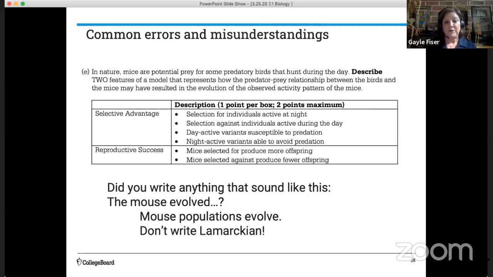So we went over a lot. We reviewed again some natural selection, but my point was, I want you to read what you wrote on that piece of paper, and see if you said anything like the mouse evolved, like this mouse who decided, I better stay up at night or I'm going to be eaten, and I just need to change my routine. If the mouse evolved, that's what you're kind of saying. That's called Lamarckian, and we don't accept that when you write about populations. You need to say the mouse population evolved, they were selected for, and then they had reproductive success. Okay.